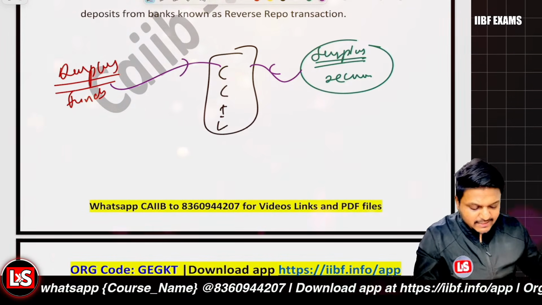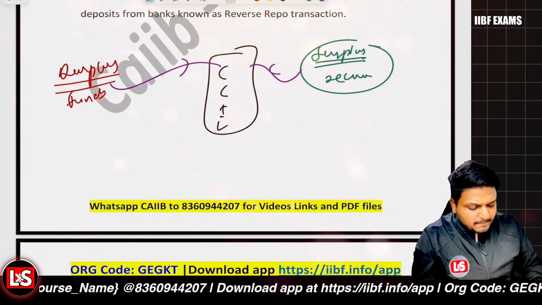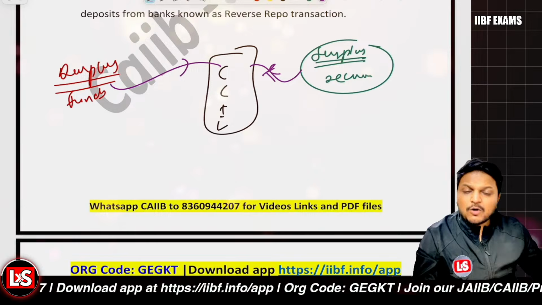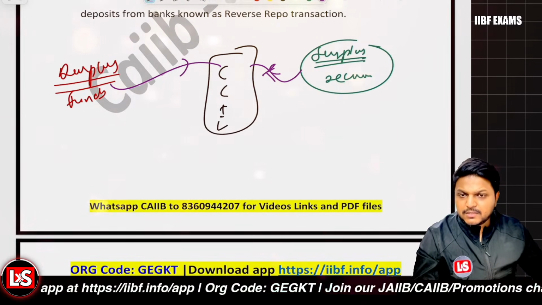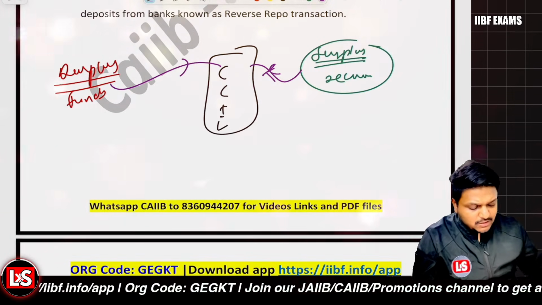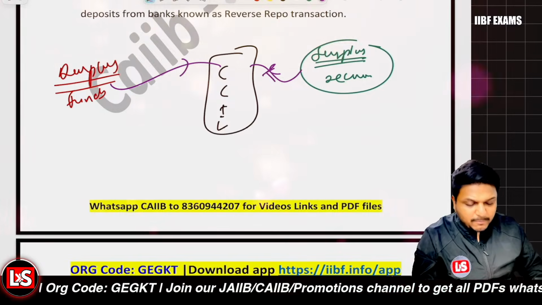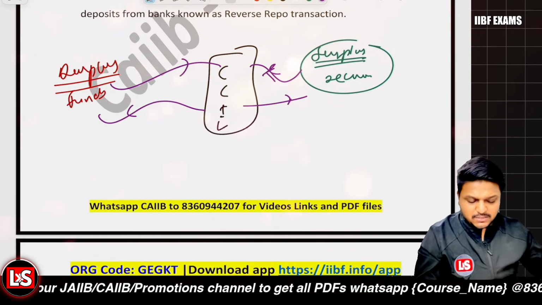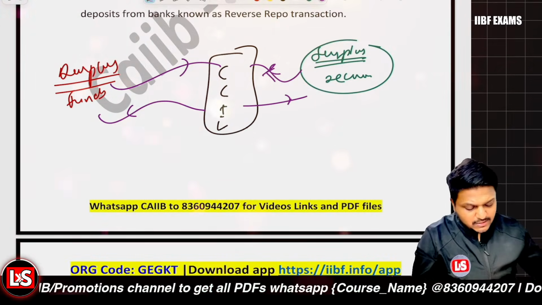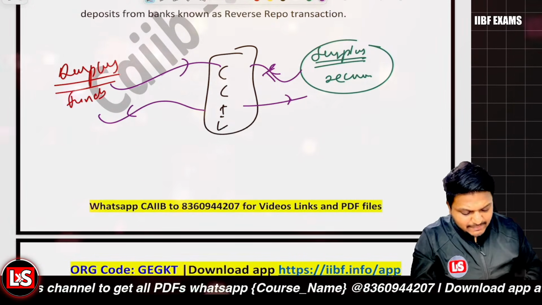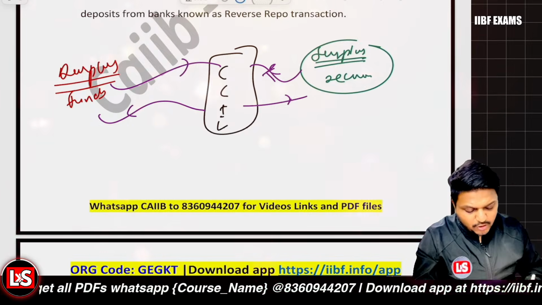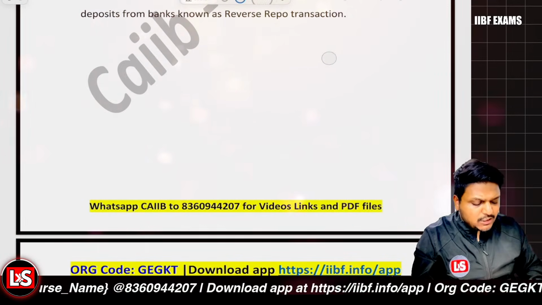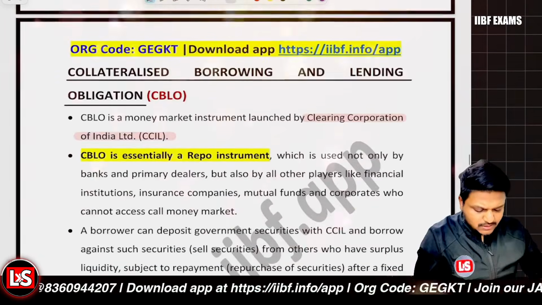CCIL will be doing the order matching, and the person who requires the funds will get the funds. The person who has securities and wants to earn interest will earn the interest. And further, the complete transaction is managed by the CCIL, Clearing Corporation of India Limited. Now, when the transaction is being managed by the intermediary, the counterparty risk is gone. That's about the CBLO.